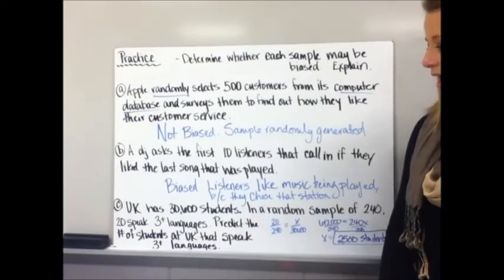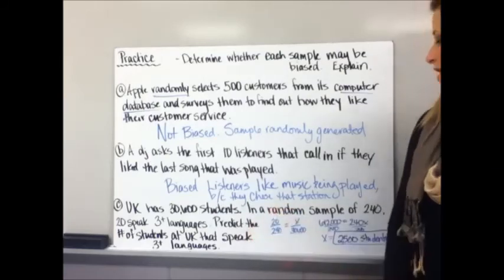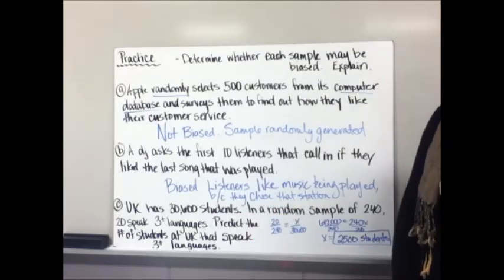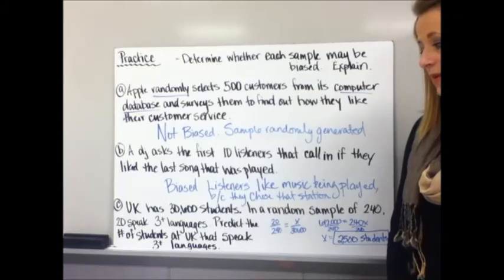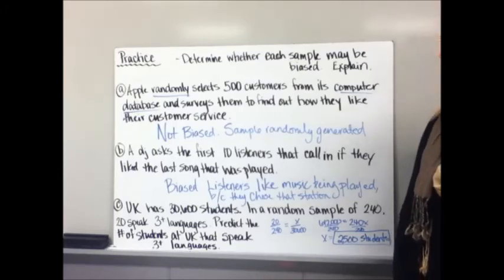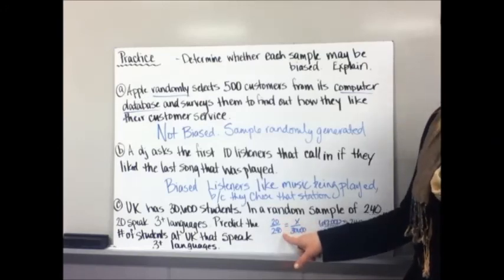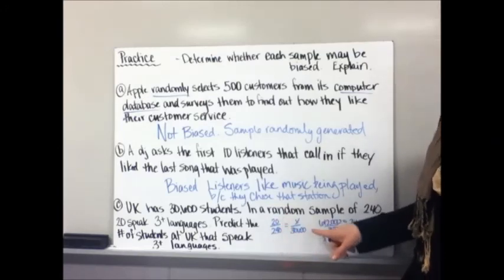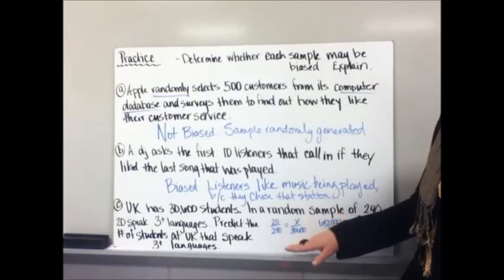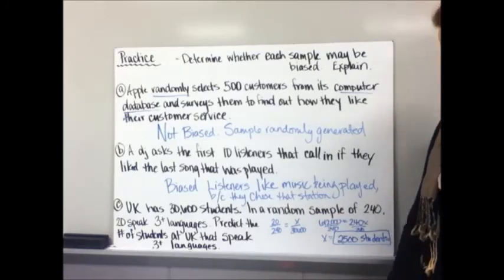On Part C, UK has 30,600 students. I don't know if that's true. I made that number up. In a random sample of 240, 20 of those speak 3 or more languages. Predict the number of students at UK that speak 3 or more languages. So I started by setting up a proportion. 20 of the 240 in the sample speak that language. So we're proportionally going to see how many out of the entire population, 30,600, speak 3 or more languages.